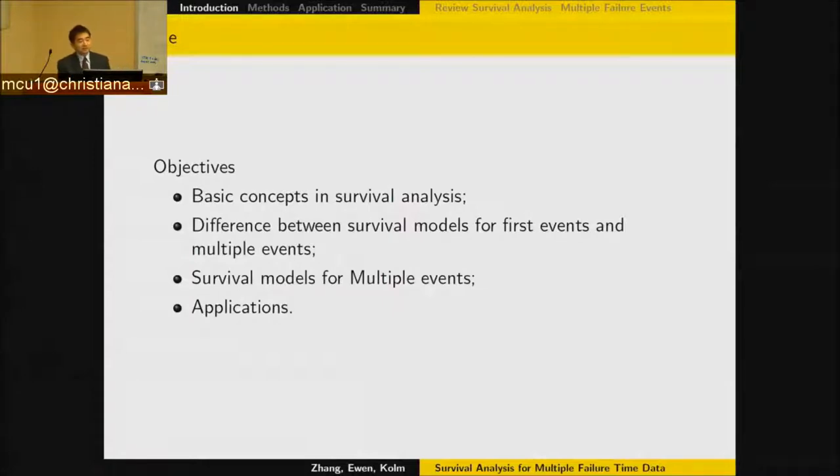The majority of my talk will be related to survival models of multiple events. In order to illustrate the application of survival analysis of multiple events, I will look at the project we started now and here.